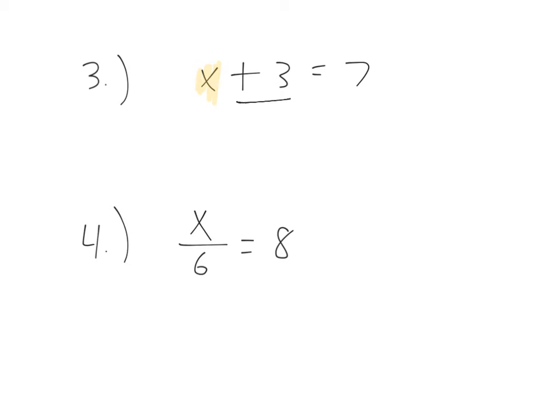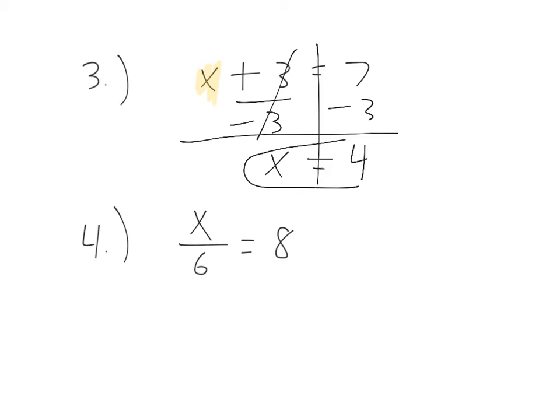Well, the opposite of a positive 3 is a negative 3. So guess what? We can subtract 3 from both sides. Those cancel out, which is what we want, and we're left with x on the left-hand side of the equal sign, and 7 minus 3 is 4. That's your answer. And if we plug it back in for x, 4 plus 3 equals 7. That's true. 4 plus 3 does equal 7.